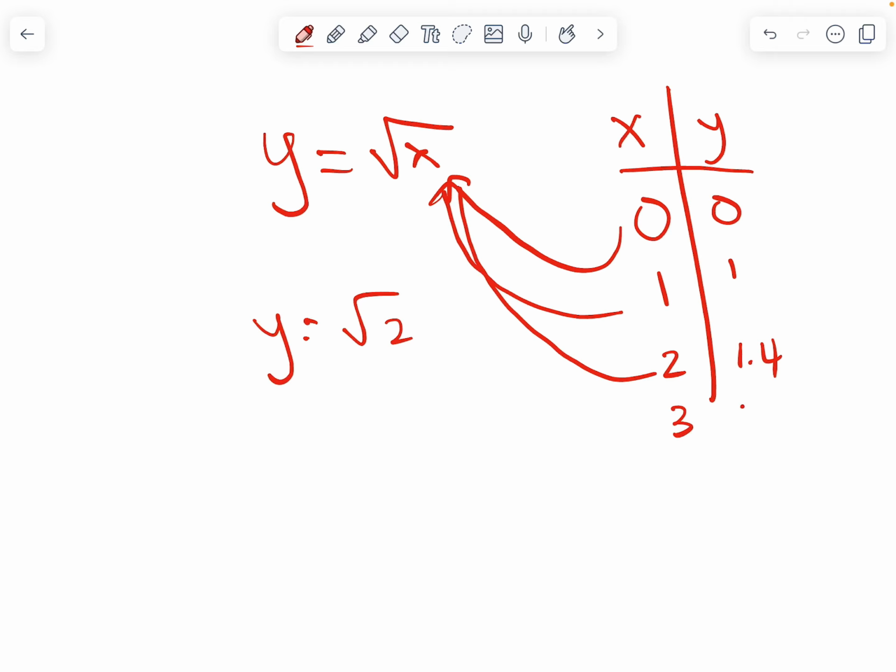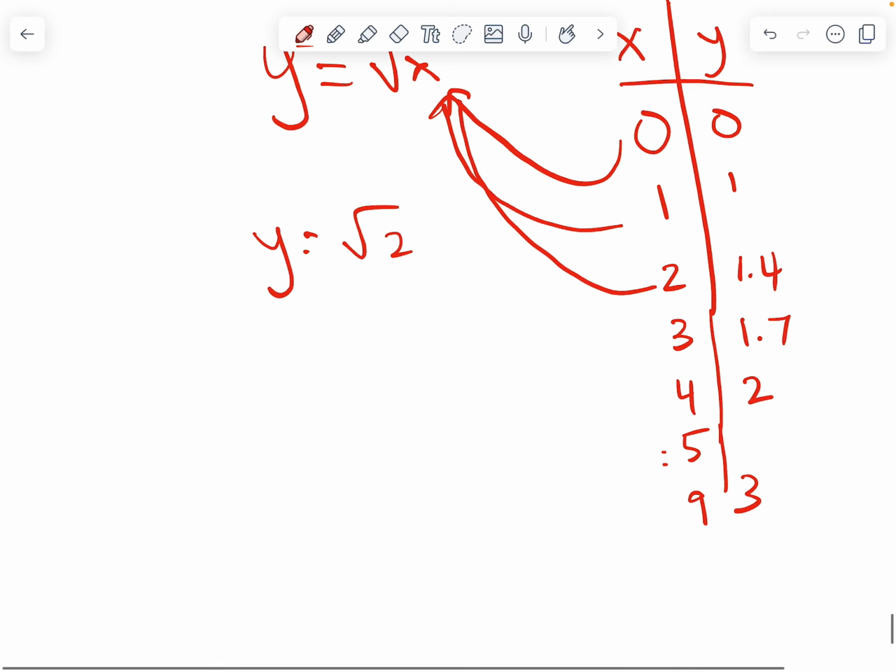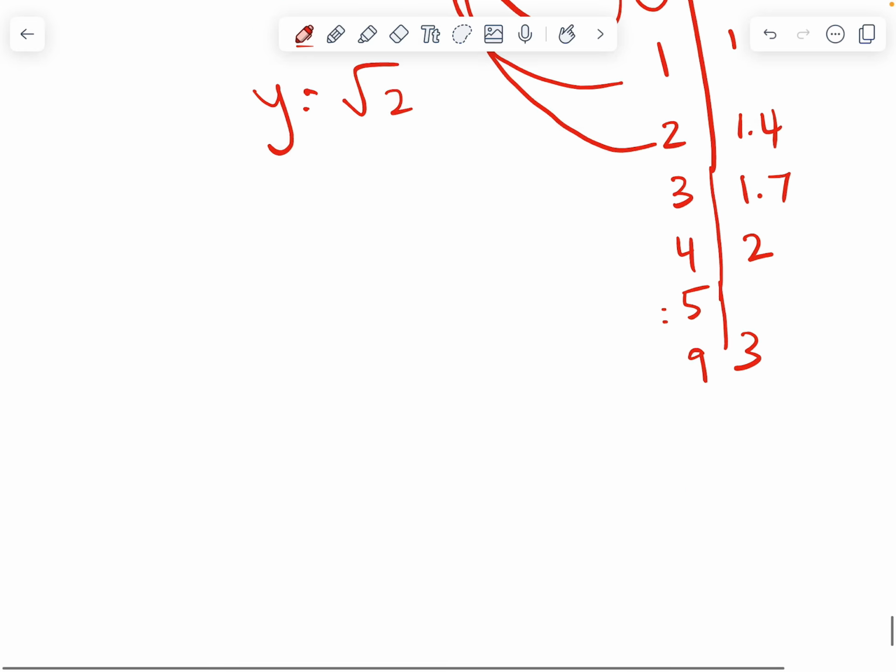Same thing for 3. If we plug it in, we get 1.7 and change, but we can take the square root of 4. We can't really take the square root of 5, it'll be another decimal. Let's get all the way to 9, we can take the square root of 9. So what that allows us to do then is to go in and graph those points.